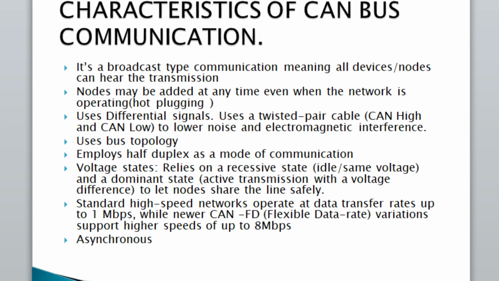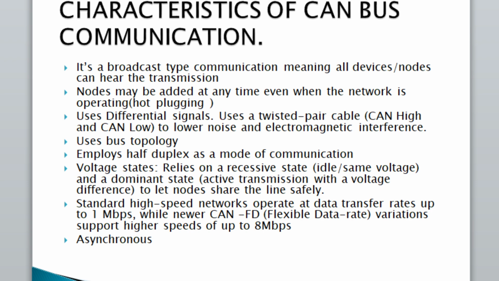It also employs half duplex as a mode of communication, meaning transmission can only be in one direction at any given time. It also employs voltage states and relies on a recessive state, which is idle, and that is the same voltage on CAN high and CAN low, and a dominant state or the active state, which employs a voltage difference between CAN high and CAN low, which is 2 volts. We shall be able to look at that later on in our discussion.